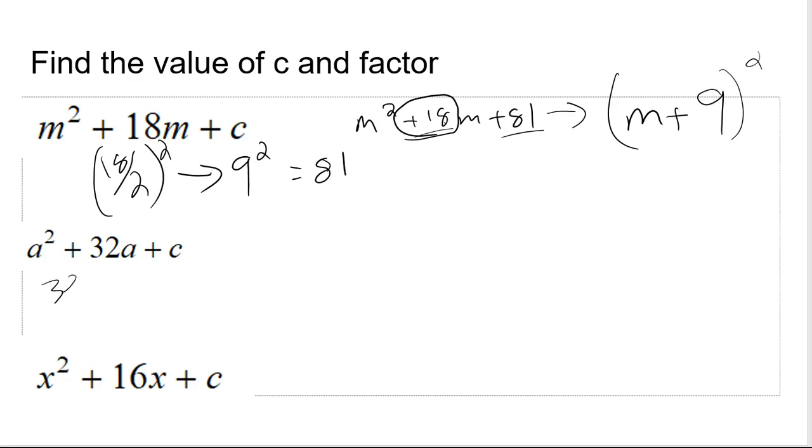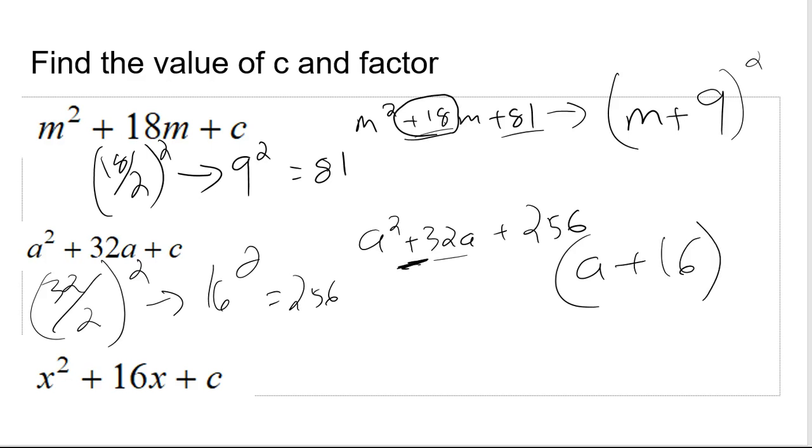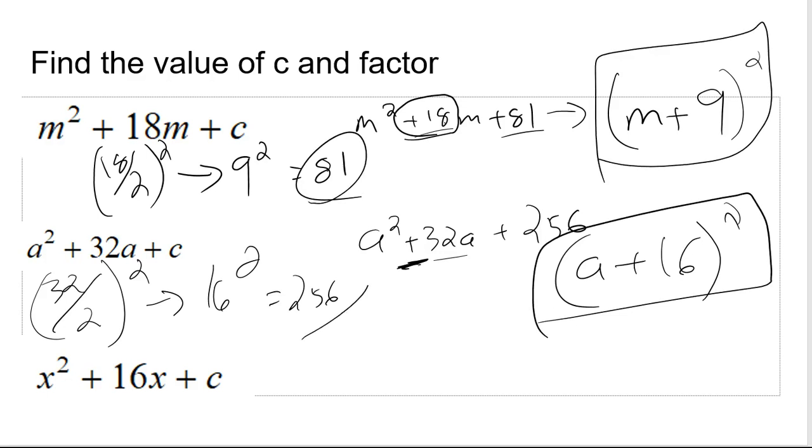Over here, we got 32 divided by 2 squared. We got 16 squared. Let me double check. 256. So we got a squared plus 32a plus 256. So that means we're going to have an a. This is a positive, so it's a positive, and half of 32 is 16. Just like that, guys. And these are answers as well.